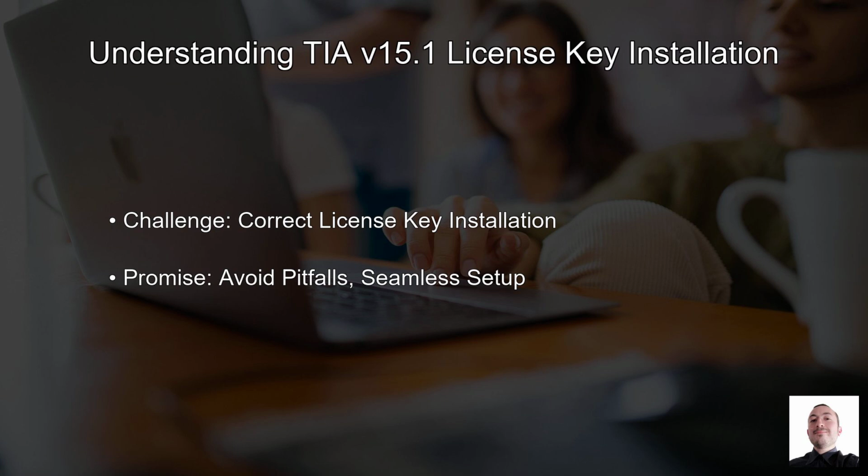Imagine you're about to unlock a powerful toolset for industrial automation. Installing the TIA v15.1 license key is your gateway. This process might seem daunting, but understanding its nuances can save you time and frustration. We're diving deep into the exact steps and critical parameters you need to know.